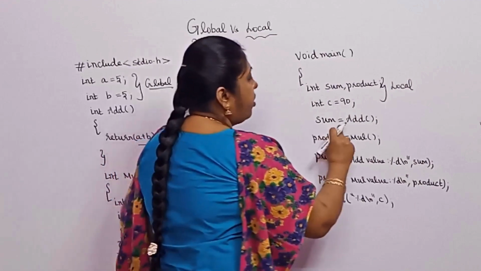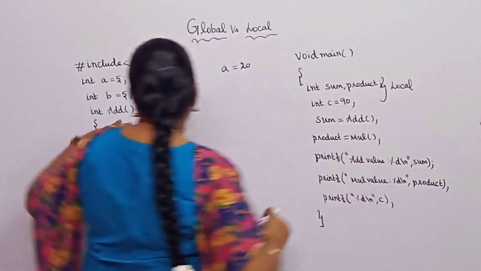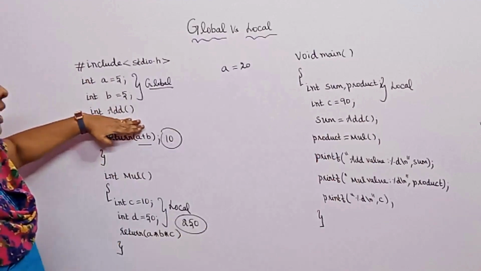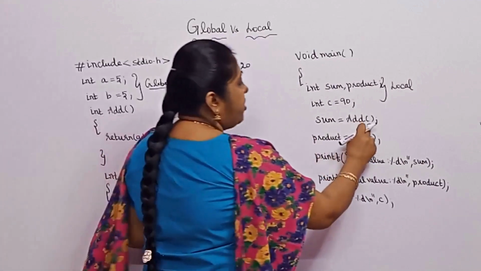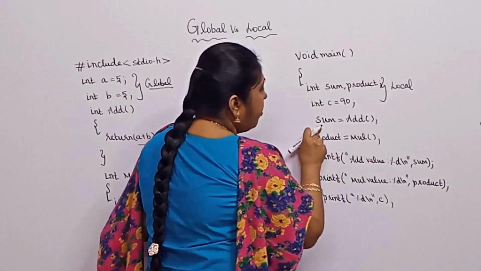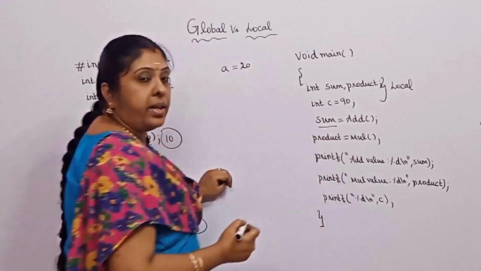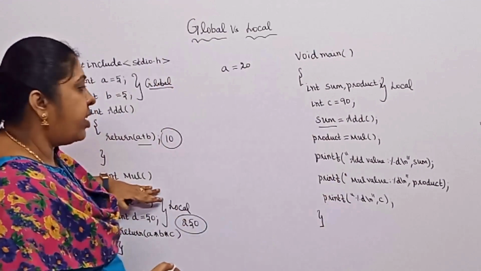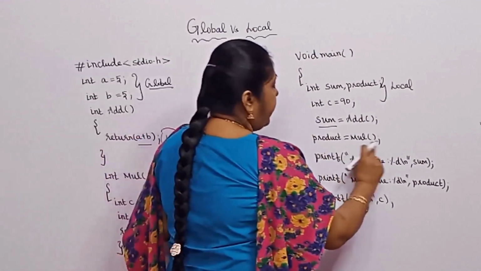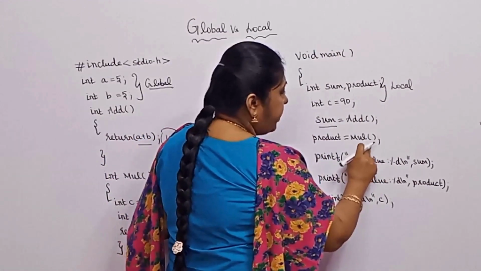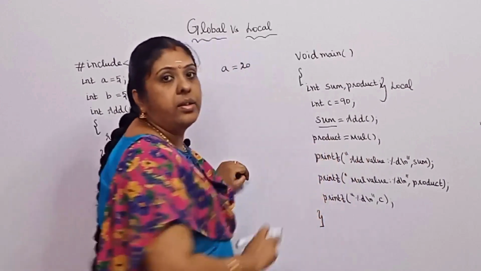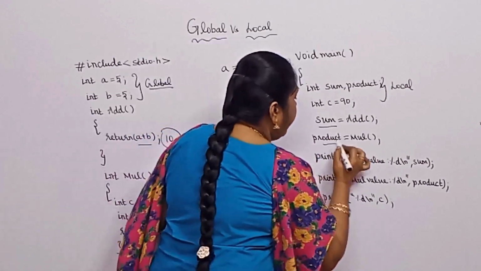And then sum equal to add, that is they are calling the particular function, addition function here, and the values will be returned and it will be stored in the variable named sum. Similarly, the multiplication subfunction, the values will be called here and returned, and stored in the variable named product.